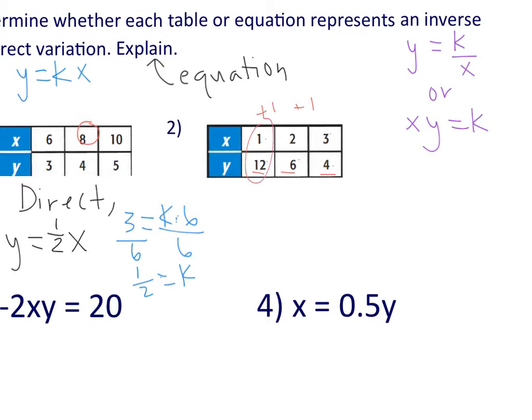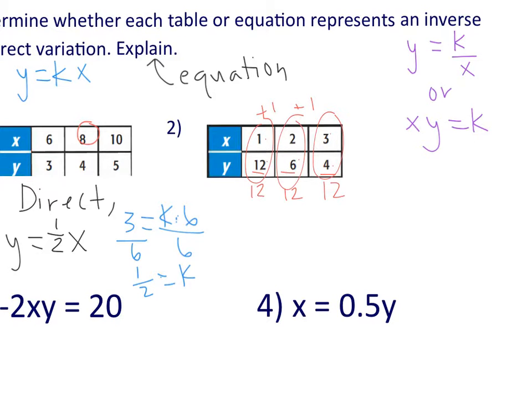So 1 times 12 here equals 12. 2 times 6 here also equals 12. And 3 times 4 equals 12, not 13. So all of the values multiplied together give us the same constant. So therefore, now we know we have inverse variation.